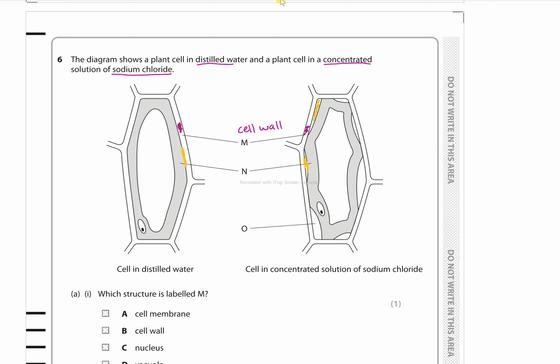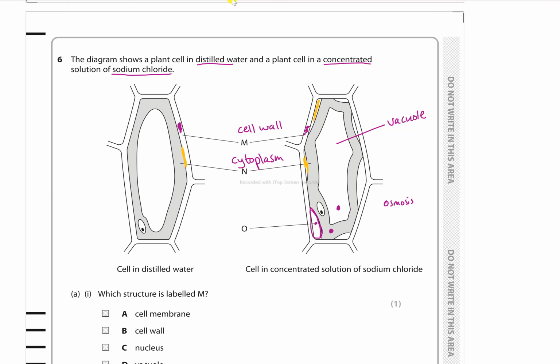Right, that is the cytoplasm. That there is the vacuole. And this here is the gap between the cell membrane here and the cell wall here. That's because water has left from here due to osmosis.